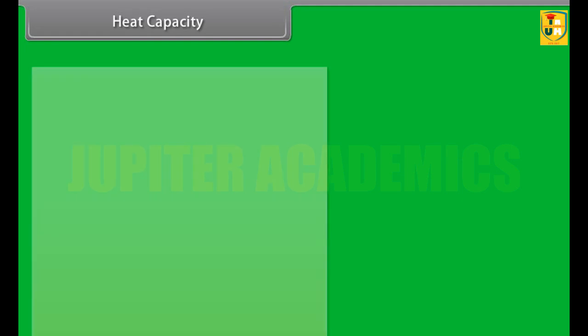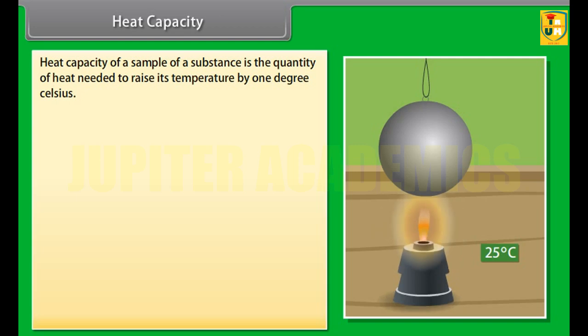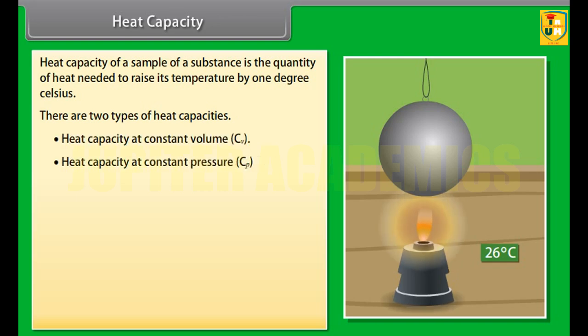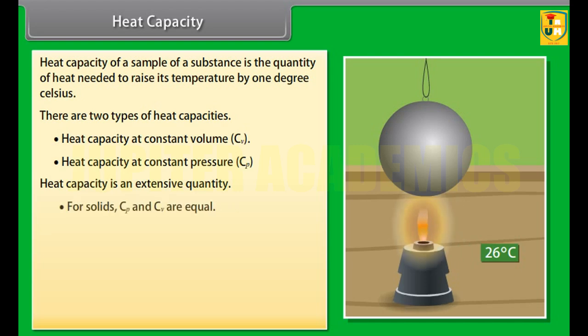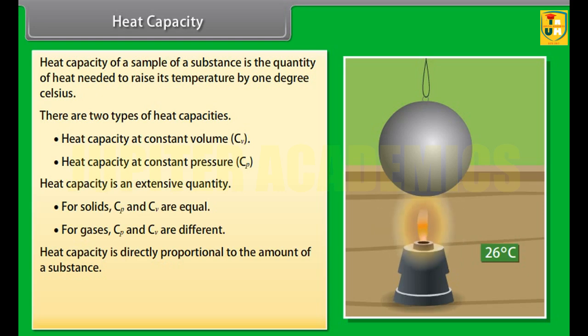Heat capacity. Heat capacity of a sample of a substance is the quantity of heat needed to raise its temperature by 1 degree Celsius. There are two types of heat capacities: heat capacity at constant volume and heat capacity at constant pressure. Heat capacity is an extensive quantity. For solids, Cp and Cv are equal, and for gases, Cp and Cv are different. Heat capacity is directly proportional to the amount of a substance. Q is equal to the product of Cv and delta T, where delta T is equal to Tf minus Ti.